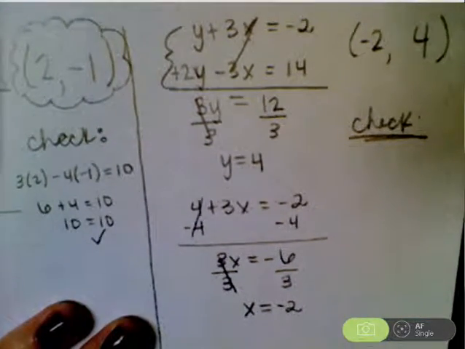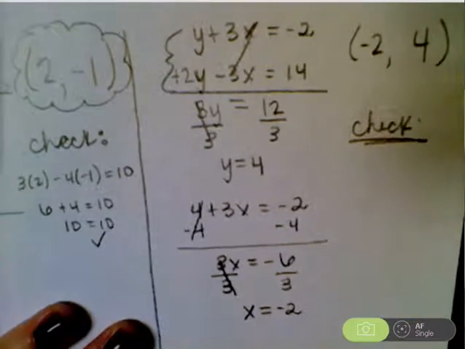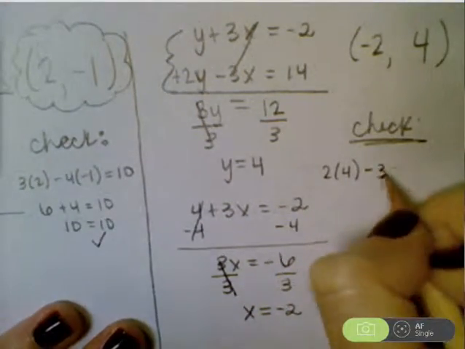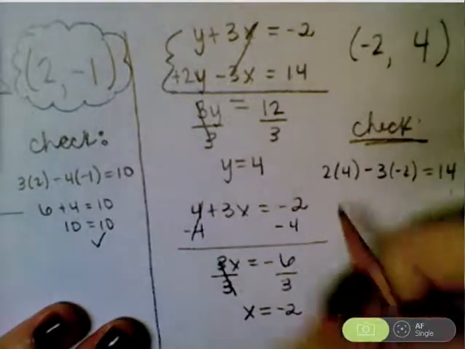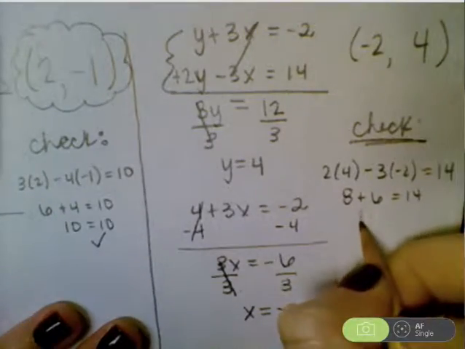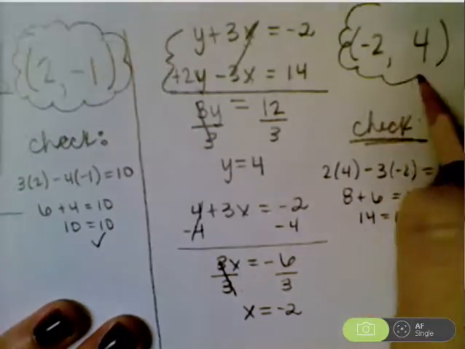Now I'm just going to check my answers with the other equation. So I'm going to use the second equation to check my answers. 2 times 4 minus 3 times negative 2 equals 14. So that's 8 plus 6 should equal 14. Is that true? Yes. So I know for sure that this is the correct answer.